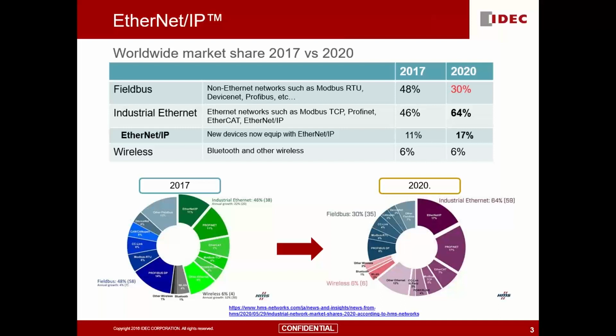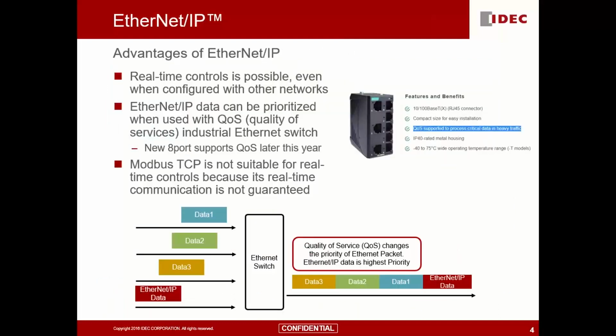The second row is industrial Ethernet, such as Modbus TCP, Profinet, EtherCAT, EtherNet/IP. In 2017, it had a 46% market share. In 2020 it is 64%. Now if you're looking specifically at EtherNet/IP, it went from 11% to 17%. Now this is worldwide, not US. In the earlier slides, I said the US is more than 30% right now. So predominantly, the US is using EtherNet/IP. Okay, so that's just a quick overview of what it is.